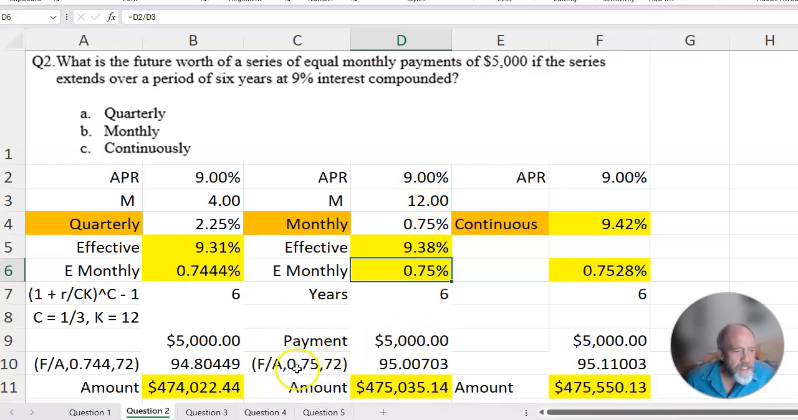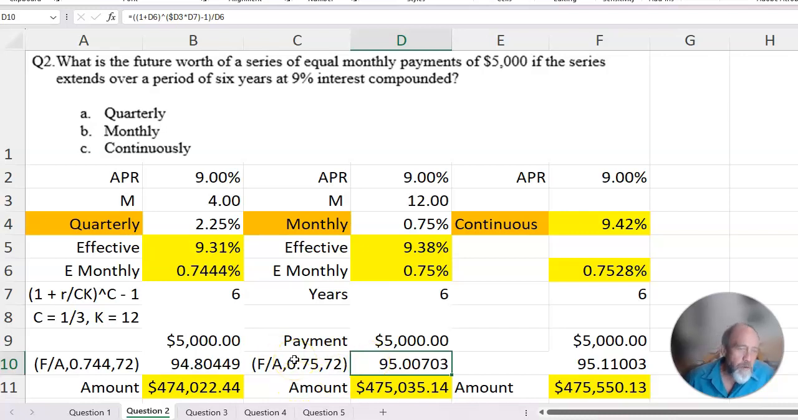The payment's 5,000 for 72 payment periods, 6 years, 12 months per year, 72. At that effective monthly interest, that gives you an F over A. This is a straightforward calculation of F over A, 1 plus I to the N. That's not a hard one to do.